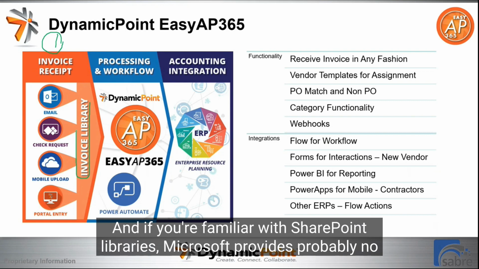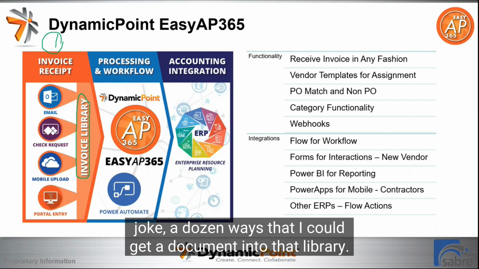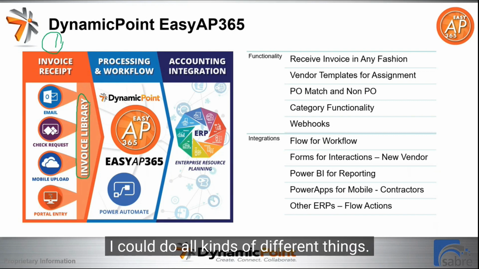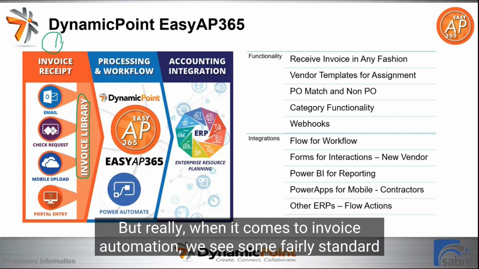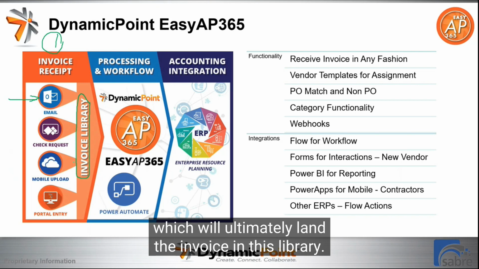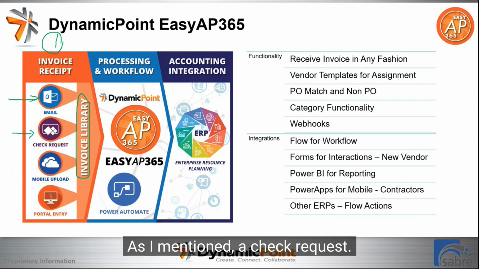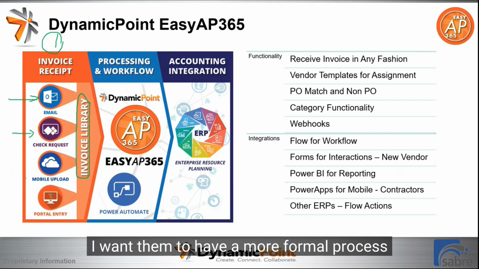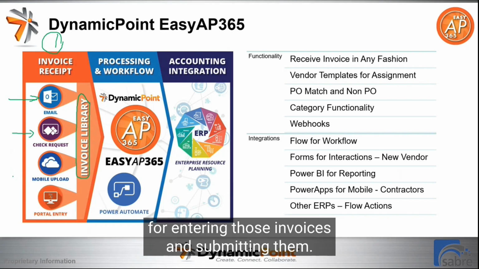And if you're familiar with SharePoint libraries, Microsoft provides, probably no joke, a dozen ways that I could get a document into that library. I could map it to a scanner. I could save it as a shared drive. I could do all kinds of different things. But really, when it comes to invoice automation, we see some fairly standard ones. The ability to email it, and emailing it to a shared AP inbox, which will ultimately land the invoice in this library. As I mentioned, a check request. In other words, people within the organization are wanting to submit invoices, and I just don't want them sending them to me. I want them to have a more formal process for entering those invoices and submitting them.